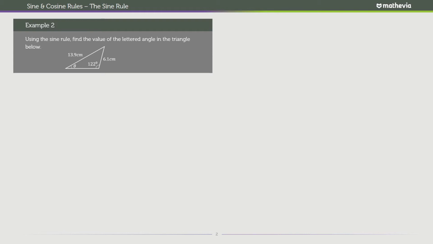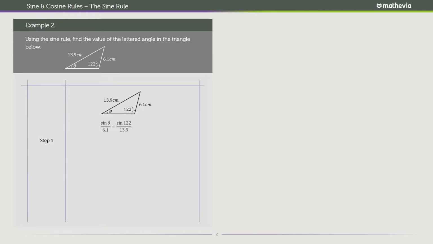Okay, so we apply the sine rule, and we just go ahead and solve that, and we say sine theta goes with 6.1, so sine theta over 6.1 equals sine 122 over 13.9. Okay, and then you cross multiply, you have 13.9 sine theta equals 6.1 sine 122, and you divide both sides by 13.9, you're left with sine theta. So you have that, and then you work that out with your calculator, you're left with 0.3721.